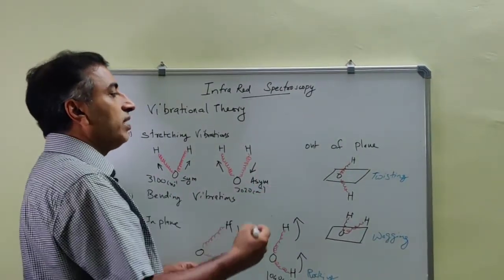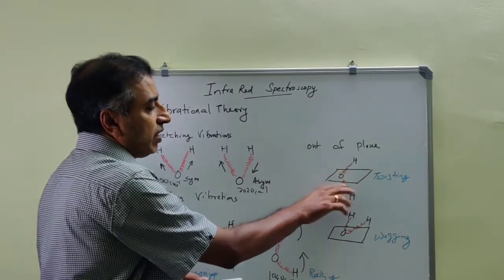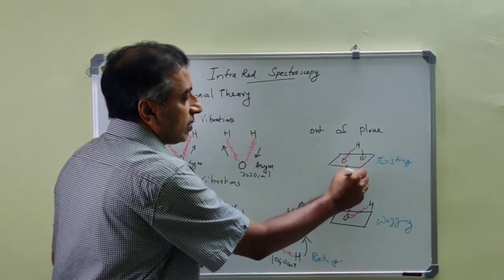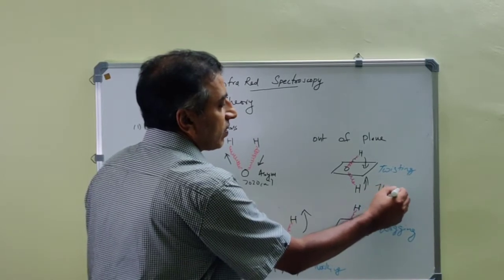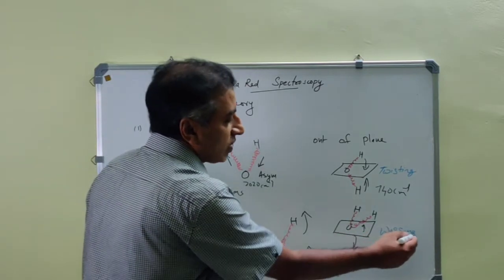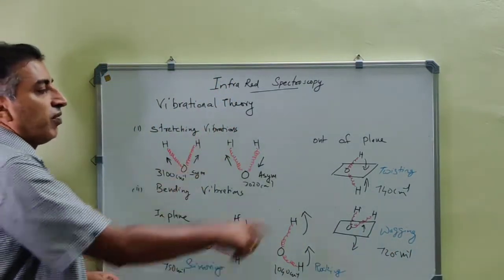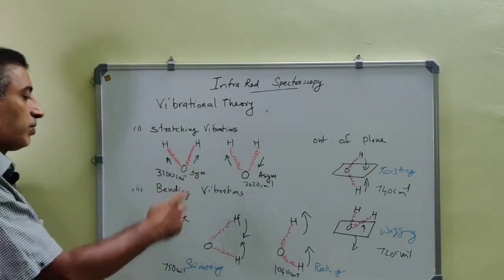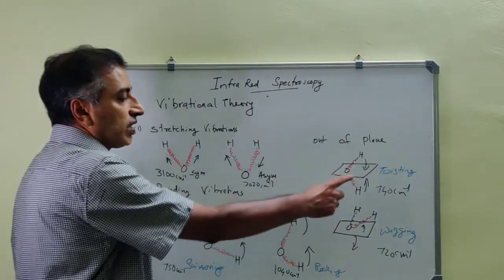Then the next is out of plane bending. Take this water molecule in a plane, with the oxygen in the plane and the two hydrogens, one above and one below the plane, moving like this. This is called twisting movement, which again has a different frequency. Or if the two hydrogens move above the plane or below the plane in the same fashion, that is known as wagging, also with a different frequency. So the six fundamental vibrations are: stretching, of two types, symmetric and asymmetric; and bending, of two types, in plane and out of plane. In plane is scissoring and rocking, and out of plane is twisting and wagging.